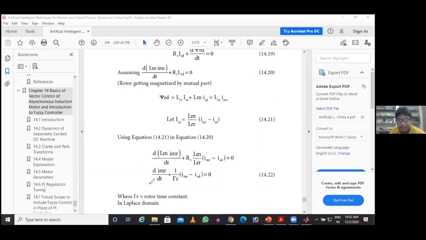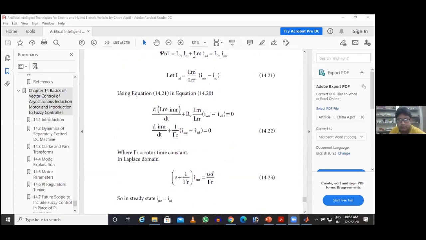Okay, so finally this is the equation. Now if I go to the Laplace domain, it is like this. Now, you know, in the final value theorem at steady state, this part will go, this part 1 by tau R is cancelled, and IMR is equal to IST. So I can tell at steady state, the magnetizing current is nothing but the stator direct axis current. It's very simple.